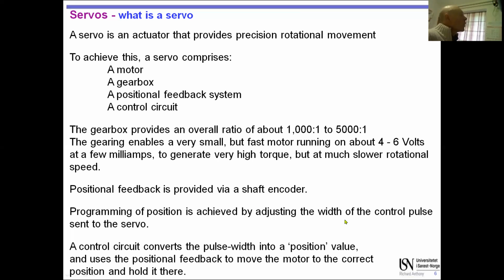Obviously the control circuit needs to understand the feedback coming back from the positional shaft encoder, and the signal you're sending to the servo, which is your pulse width signal, saying what value you want the servo to go to. You compare the two and you see if you have to turn left, right, or if you're in the right place already.